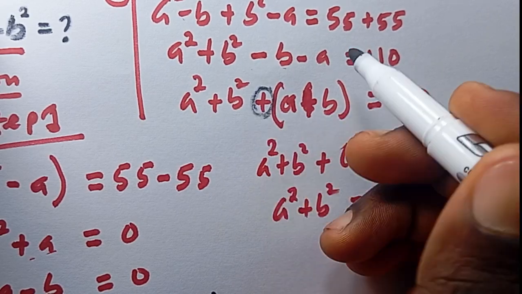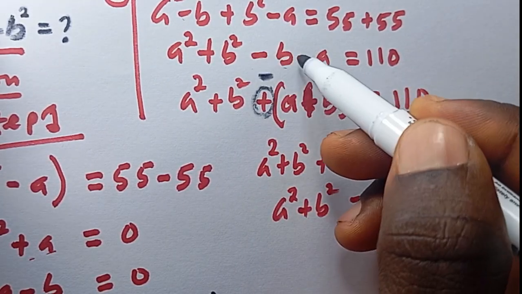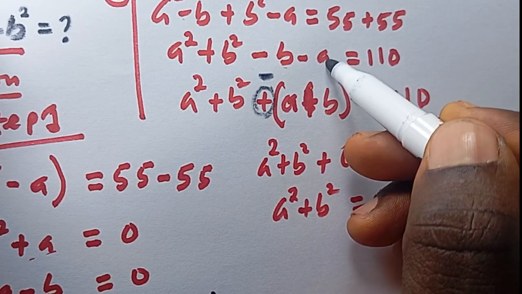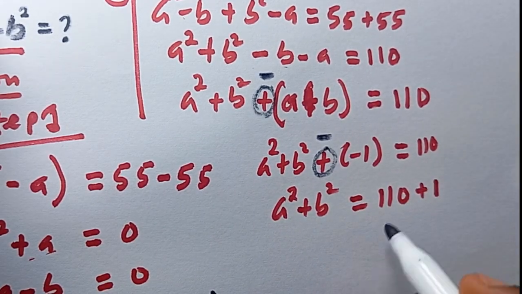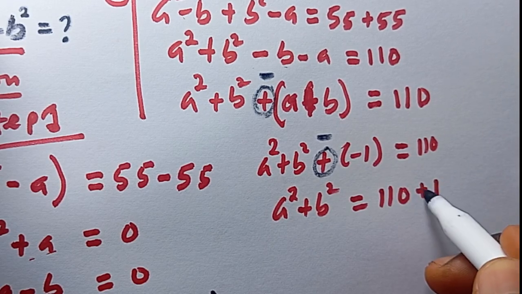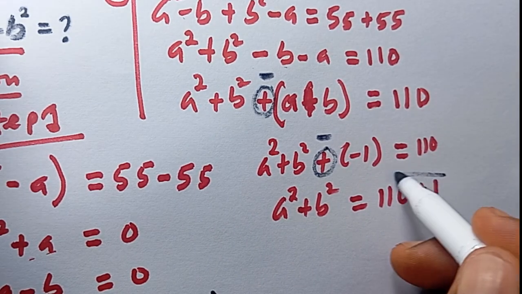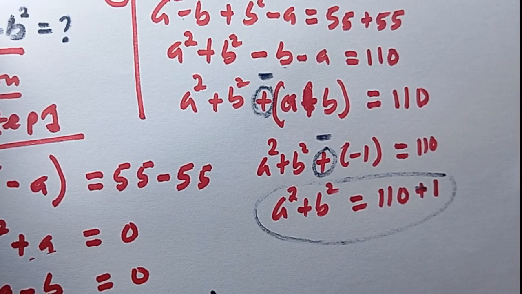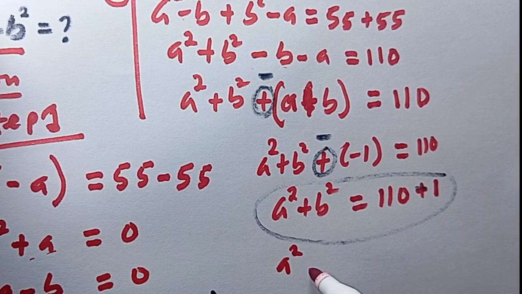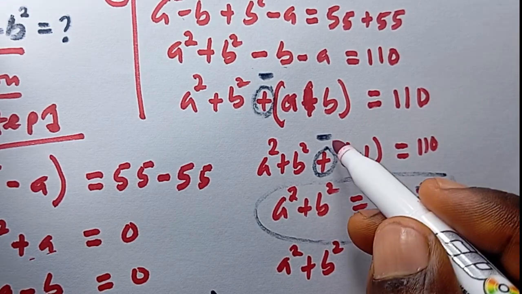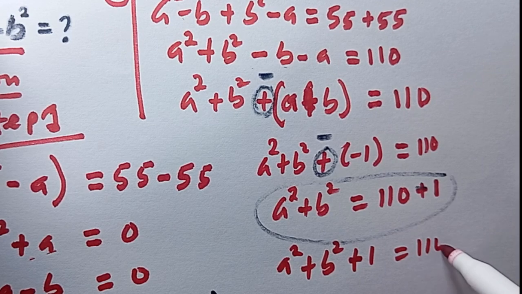But there is a little mistake right here. This is actually supposed to be negative, because of course when you factorize minus from here, that is when you are going to be having a plus b. So let me just rewrite this right here so that it becomes very easy. I'm going to be having a squared plus b squared, and then when this minus reacts with this, I'm going to be having plus 1 is equal to 110.